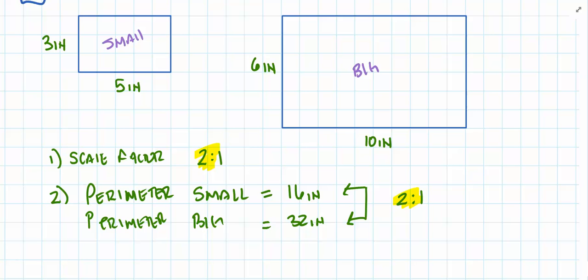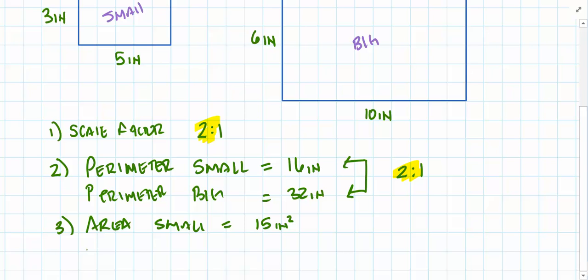Third thing I want you to do now is give me the area. Give me the area of the small. Area of the small would be 15 inches squared. You guys agree with that? 15 inches squared. Give me the area of the big. The big is equal to 60 inches squared. Okay. Take a look at that scale factor. That's not 2 to 1, is it? It's 2 squared to 1 squared, or 4 to 1.